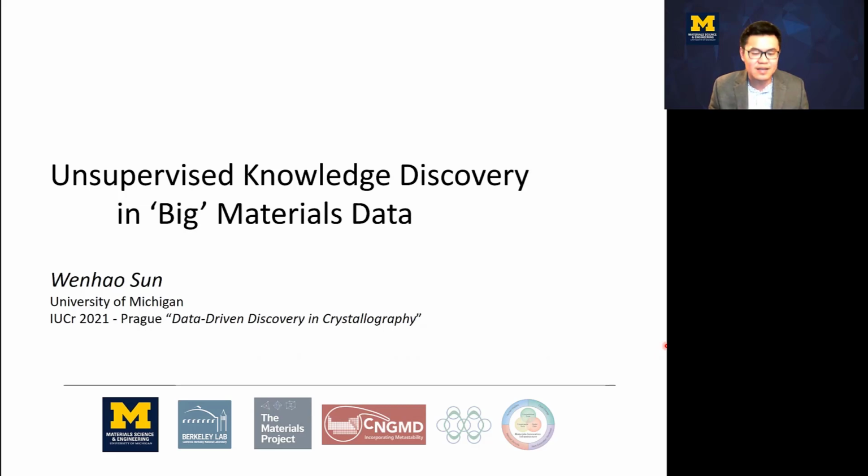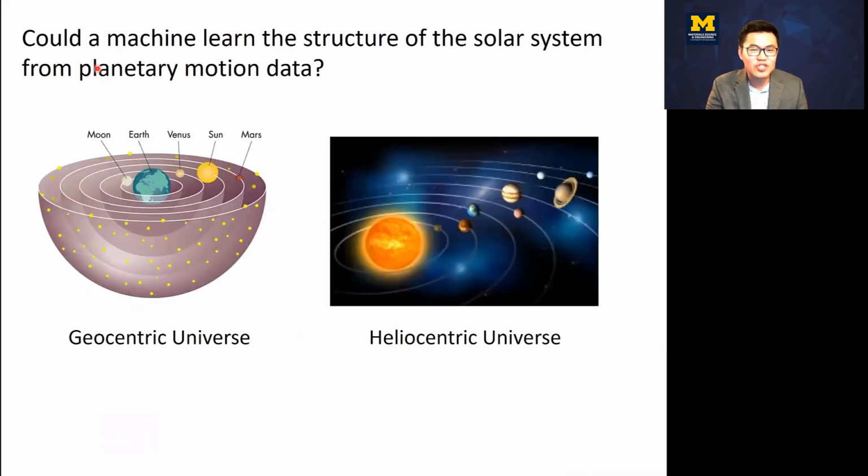There's been a lot of excitement recently on using big data and machine learning to do knowledge discovery in material science and crystallography. But before we talk about that today, I'd like to start with a different knowledge discovery question. And that is, could a machine learn the structure of the solar system from planetary motion data?